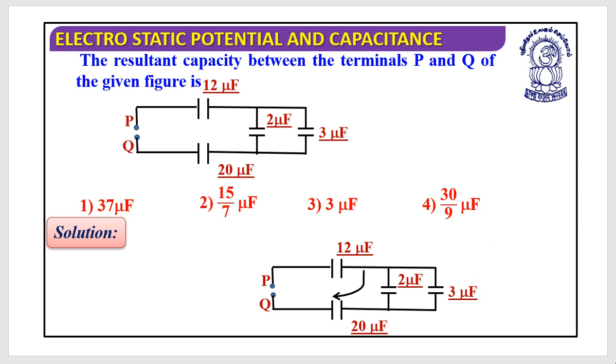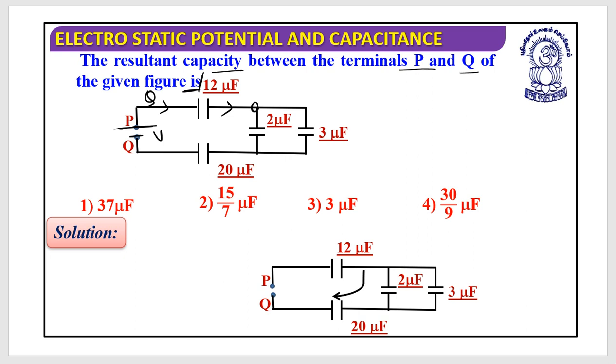What they said is the resultant capacity between terminals P and Q of the given figure. This is what they require. Yes. So here a battery must be connected. If the battery has been connected, charge must be going through this. And if charge is going through this, it will move in this path.